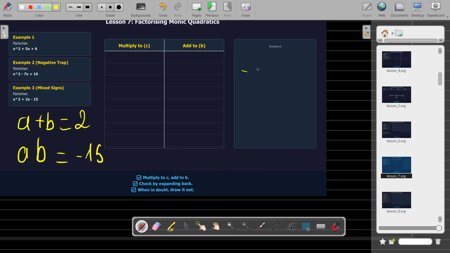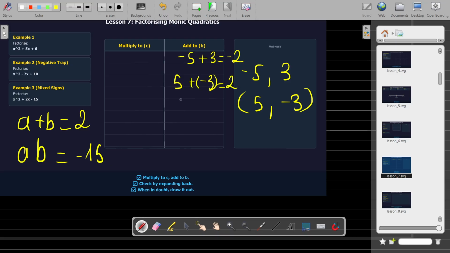We'll have -5 and 3. These will multiply up to -15, but when we actually add them together, -5 plus 3 will give us -2. We're actually looking for 2, so let's just reverse them. So we'll put this as 5 and -3. And so what we have is it multiplies to -15, of course. But when we actually add them, we have 2, because this is the same as 5 minus 3 equals 2. Okay, so we have found our values.